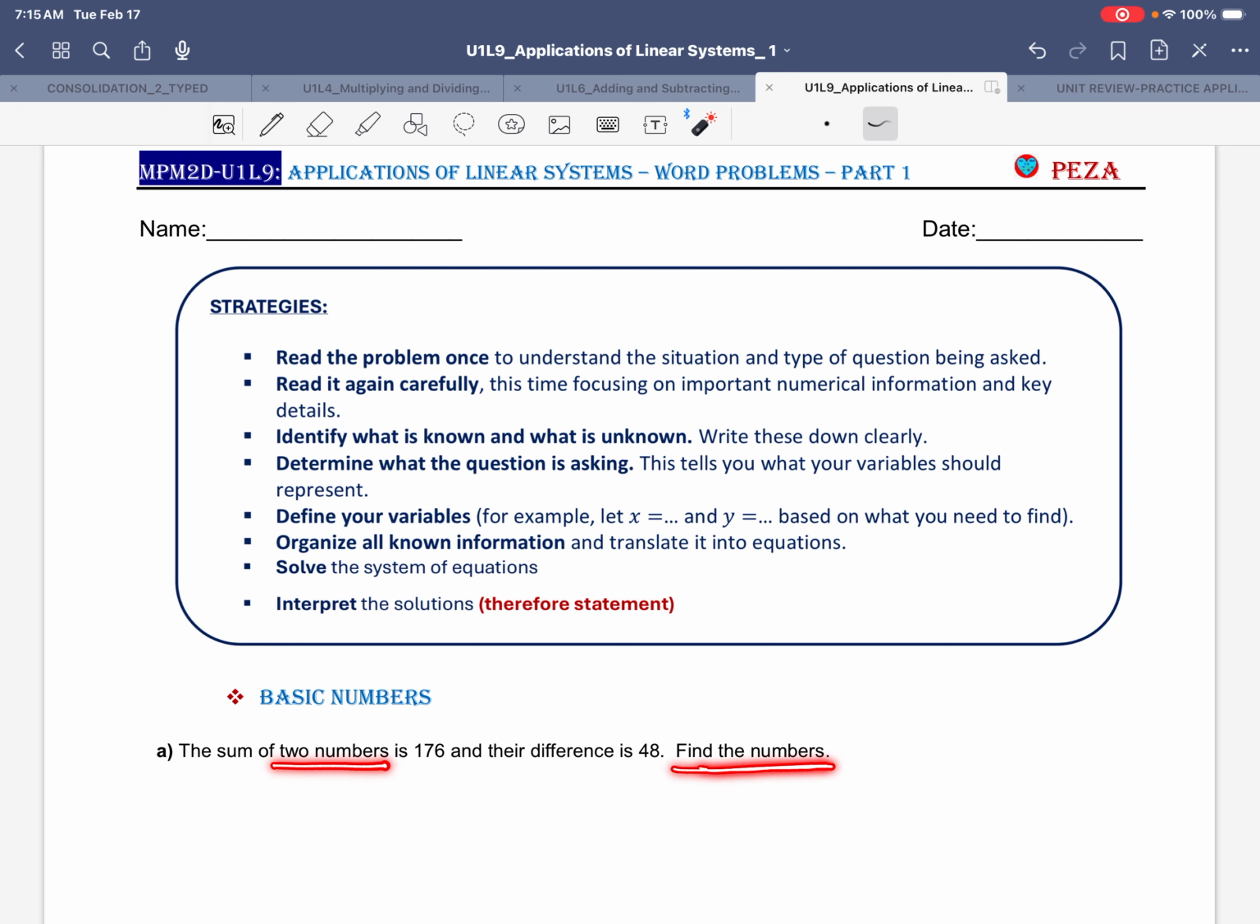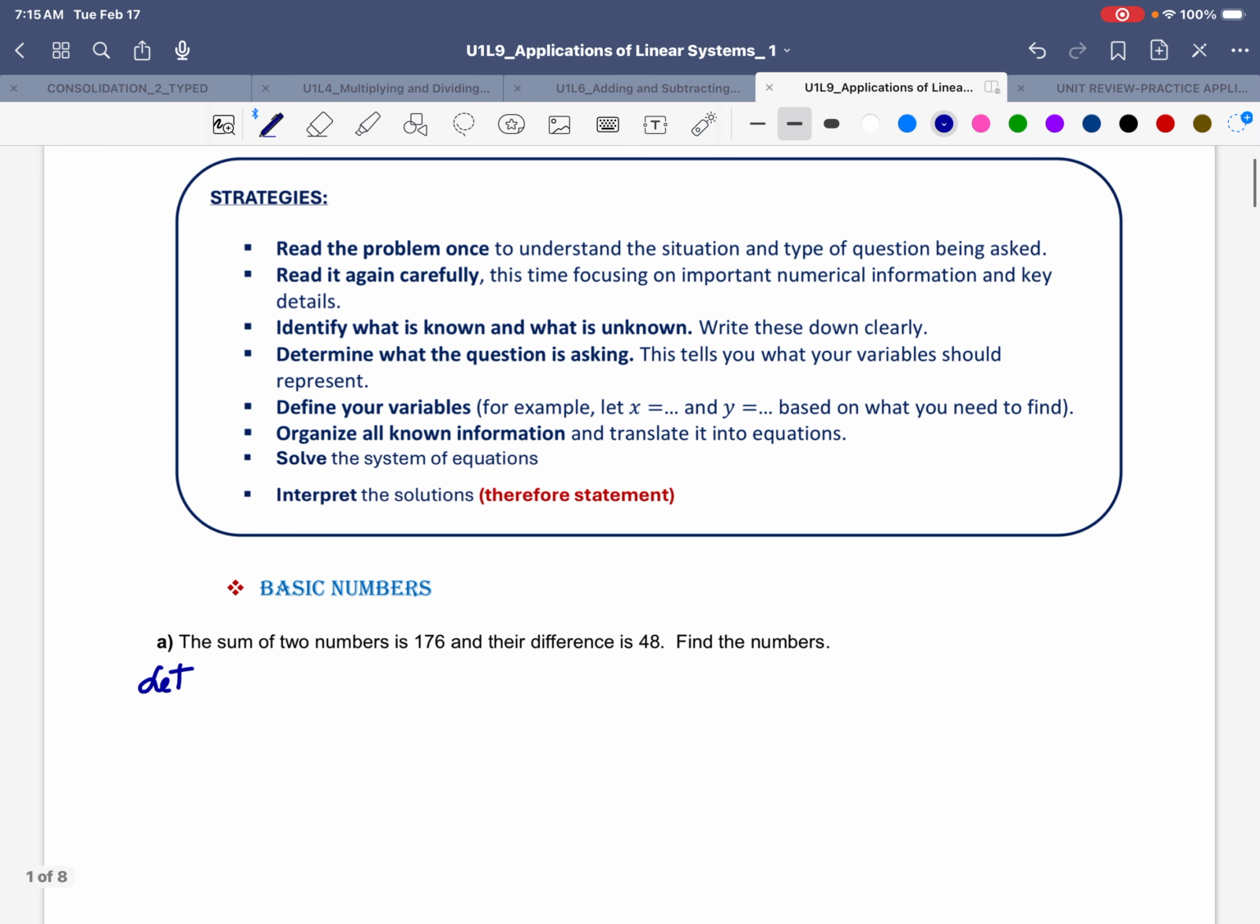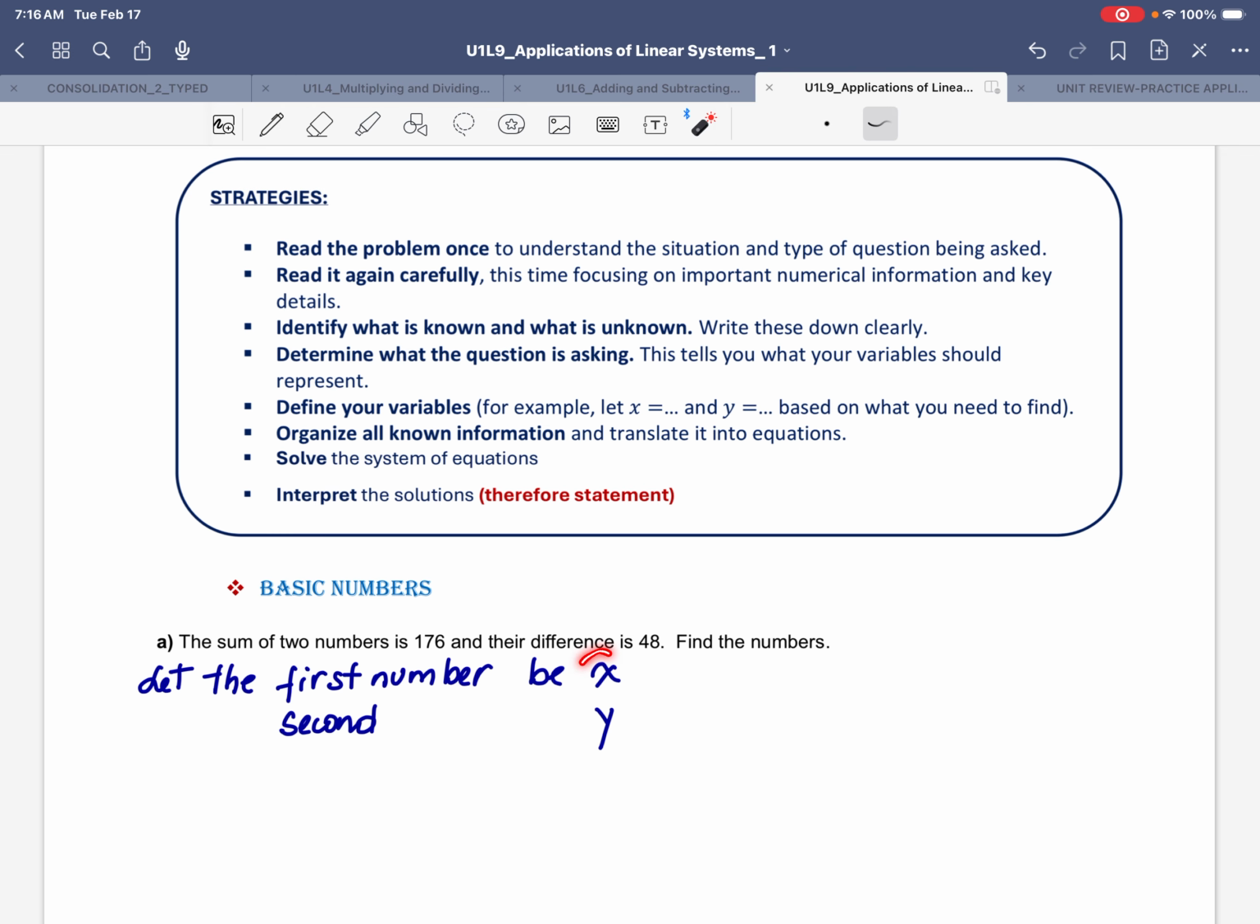So writing the question is where the variables are. So we're going to let the numbers be x and y. So we start off with therefore statements and we write them in this particular format. Let the first number be x and the second number be y. Once we have a name for the unknowns, we read the problem carefully one more time, trying to connect these variables with the information given.